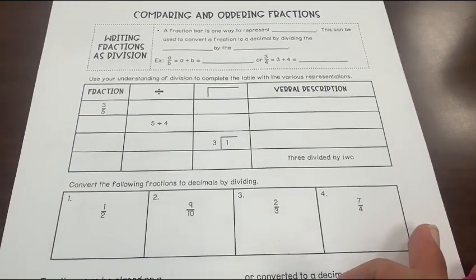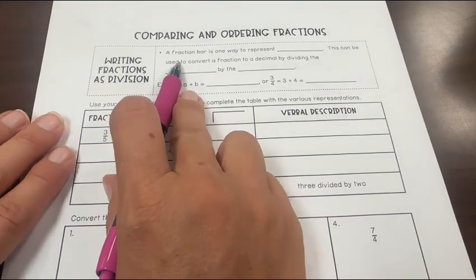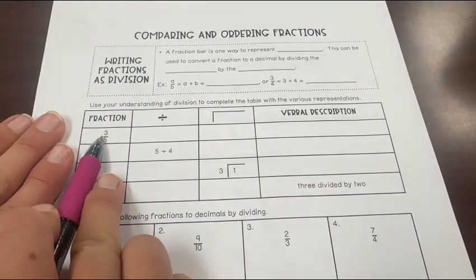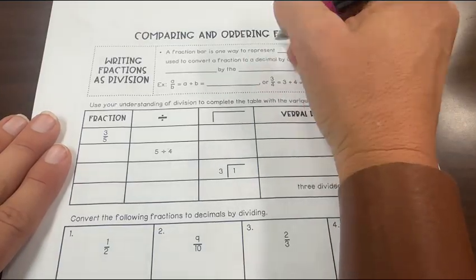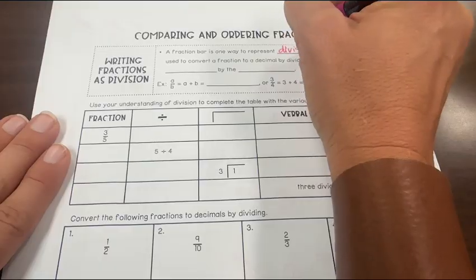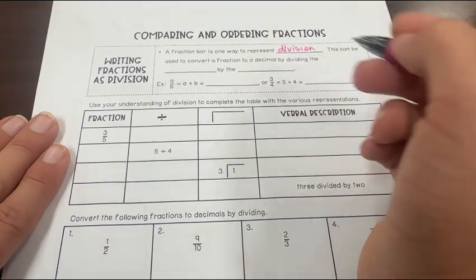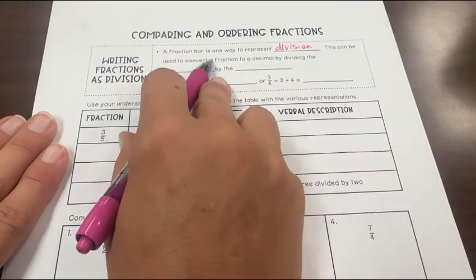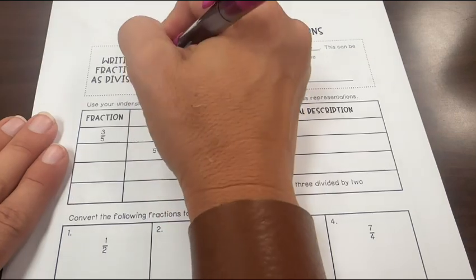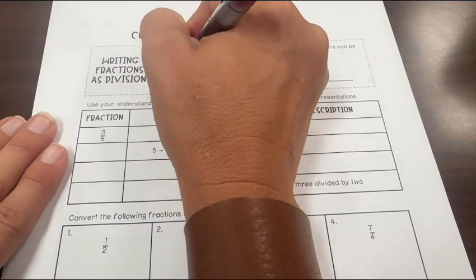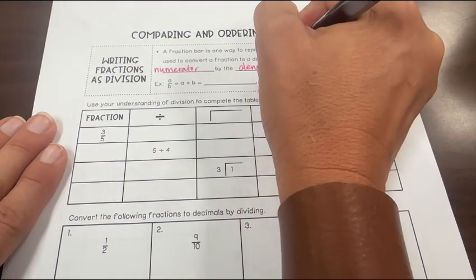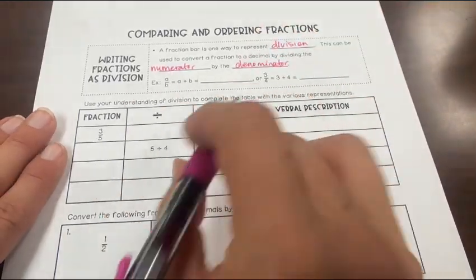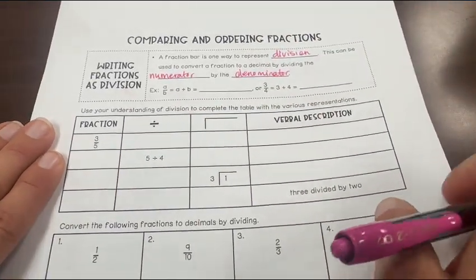All right, on page 17, comparing and ordering fractions. So a fraction bar, this little line right here, is one way to represent division. This can be used to convert or change a fraction to a decimal by dividing the numerator by the denominator. So remember, if you're at home watching this video and I'm going too fast, you are going to pause it when you need it.